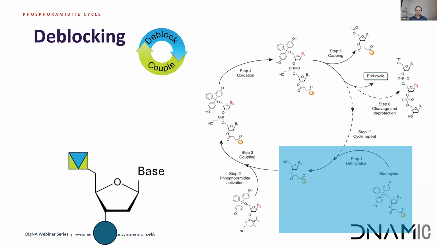Finally, the solid support is exposed to basic conditions, often ammonia, to release the chain from its support. The product is then treated for an extended period of time to remove the remaining protective groups from the backbone and the nucleobases. This is typically done on a separate machine and is not part of the automatic synthesis cycle.